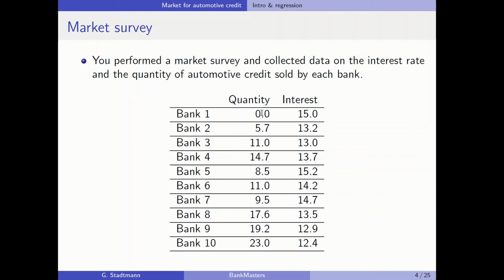There are other banks in the survey which, for example, set the interest rate to 12.4%. Bank number 10 set the interest rate to 12.4%, and they were able to get 23 quantity units. So some customers showed up and demanded this automotive credit. So it seems to be the case that when the interest rate is too high, not too many customers show up, and when some banks lower their interest rate, then more people arrive.